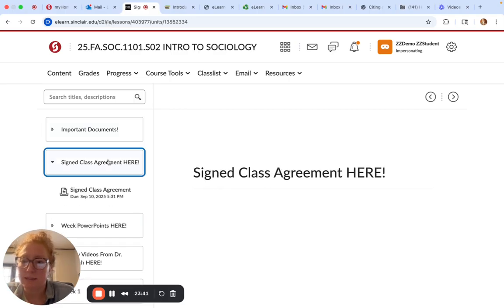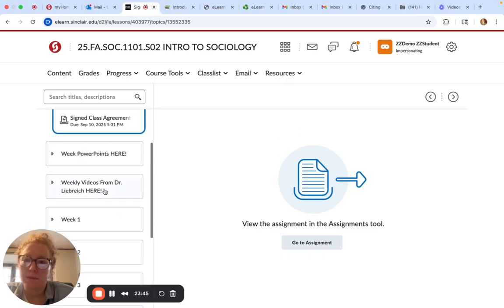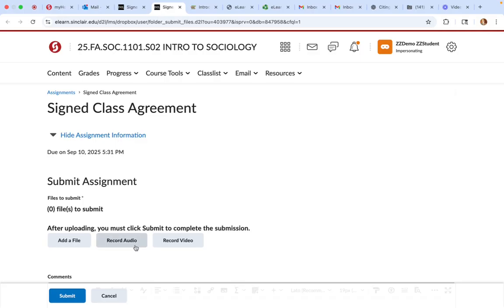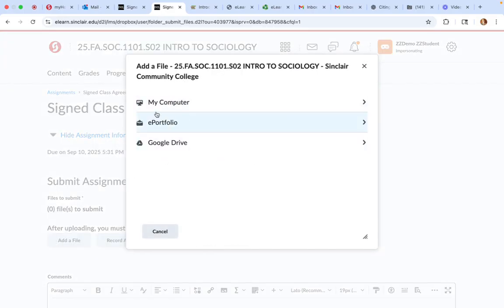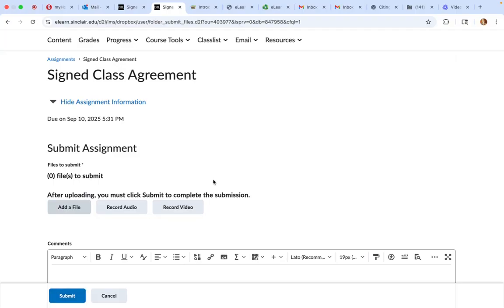Signed class agreement. Here's that. Go to assignment. Add a file. You search your computer for that file, you upload it, and then don't forget to hit submit. I know I've had situations in the past at other schools where students upload the file and they forget to click submit.